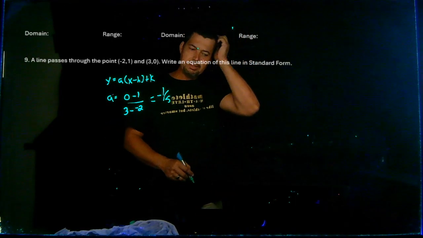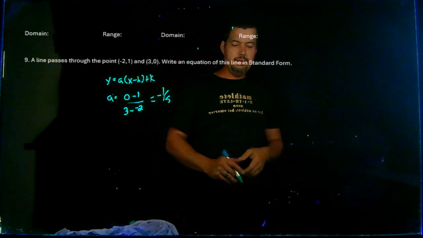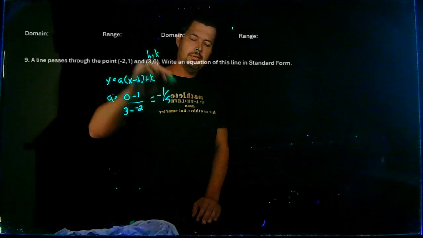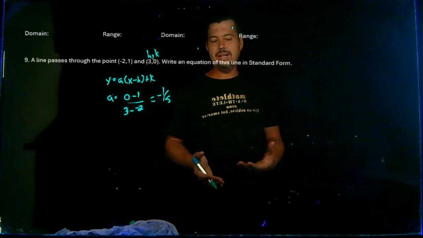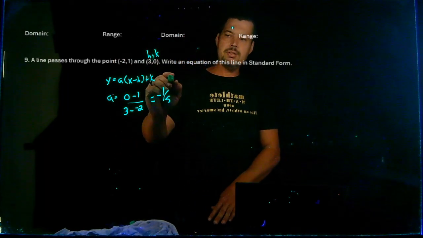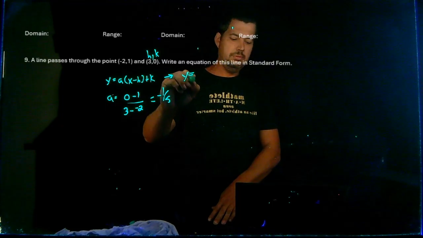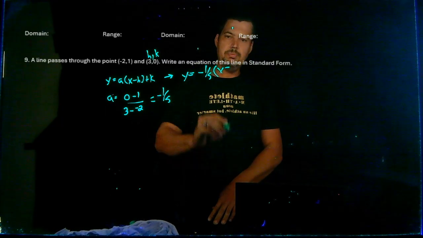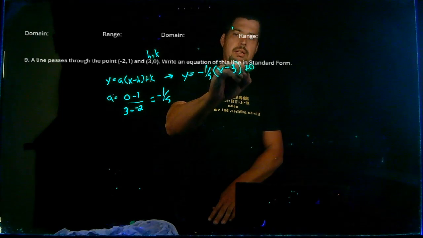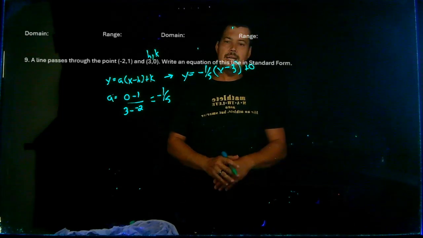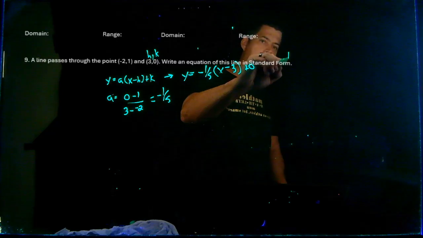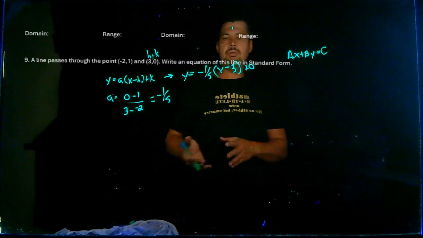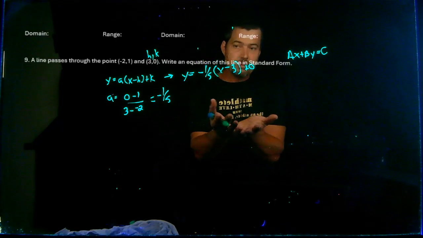It doesn't talk about being perpendicular or anything. I'm going to let this 3, 0 right here be my h and my k, because it's going to be a smaller equation with a k value of 0. So I start substituting in. I get y equals negative 1/5 of x minus 3, plus 0. All right, good start. I need to be in standard form, though, which is ax plus by equals c. And the issue is this is not even in slope-intercept form.